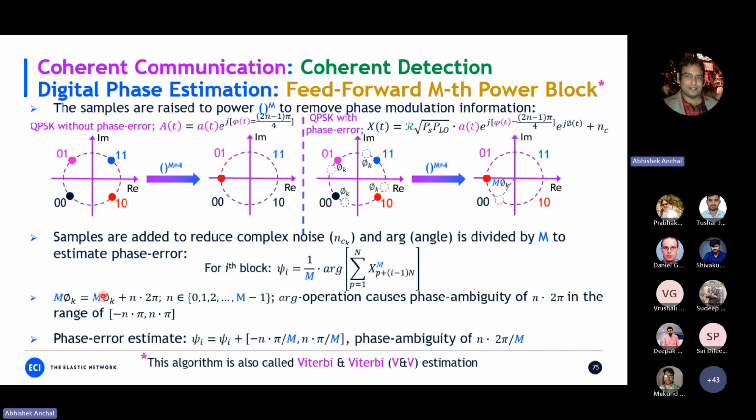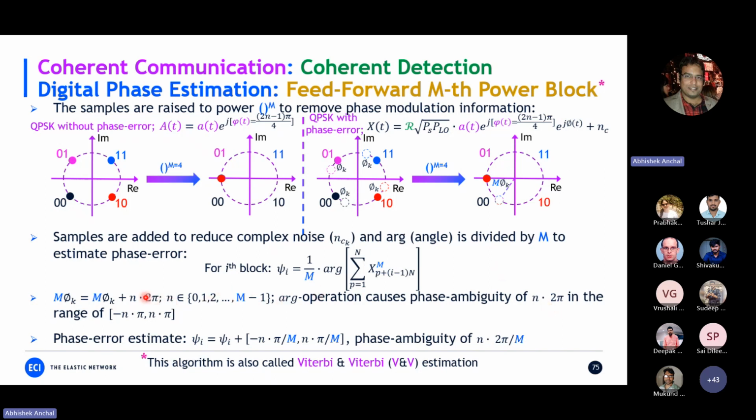So when the DSP does it, it doesn't know it's phi k or a 2 pi multiple of something. So we can represent it as n times 2 pi, where n is a natural number. Actually, the DSP doesn't recognize m times phi k, it recognizes m times phi k plus some multiple of 2 pi. And if you divide by m, then it will be phi k plus 2 pi n by m.